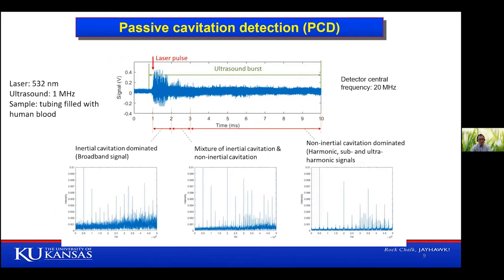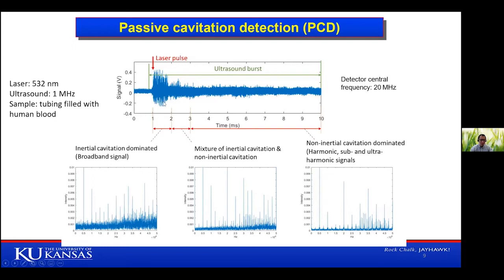And so with this setup, we first did a couple of in vitro experiments. So this is an in vitro experiment in a tube filled with human blood. This is for passive cavitation detection. So we basically use an ultrasound detector to detect the cavitation signal produced in this case. And we found, okay, first here is a laser pulse. Before you apply the laser pulse, you don't really see much cavitation signal here. Then when you apply the laser pulse, you see this huge signal here. And when we look at the frequency spectrum, you see those huge broadband signals, which basically indicates it's inertial cavitation dominated.